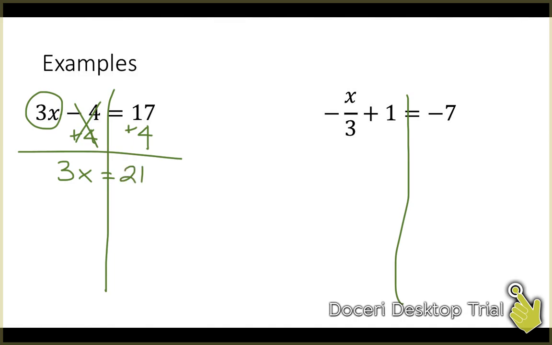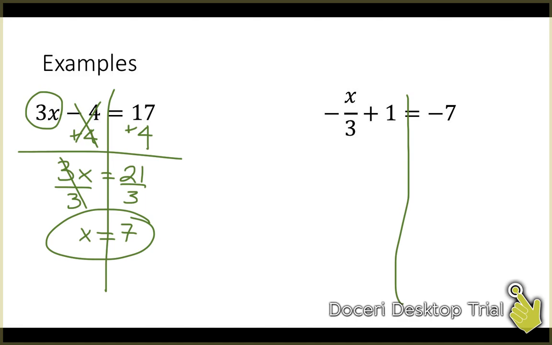Okay? Now I have 3x is equal to 21. 3x, and we're right next to each other. That means that they're multiplying, so the inverse operation of multiplying is dividing. So I'm going to divide each side by 3. These cancel out. I'm left with x is equal to 21 divided by 3 gives me 7.